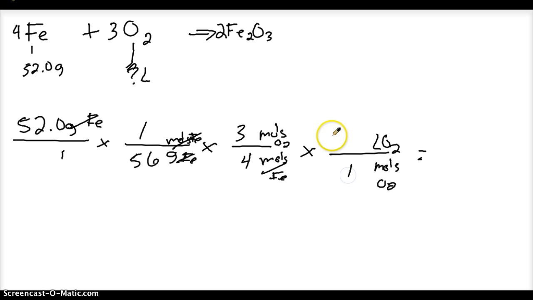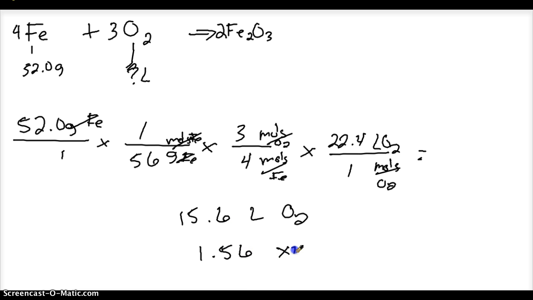Moles to liters, we've said 1 mole is 22.4 liters. So we're going to multiply everything on top. So I have 52 times 3 times the 22.4, and then we divide it by 56 times 4 on the bottom. We end up with 15.6 liters of O2. 3 sig figs, so we're good. Now, if we wanted to go back one, we could say 1.56 times 10 to the first liters of O2.